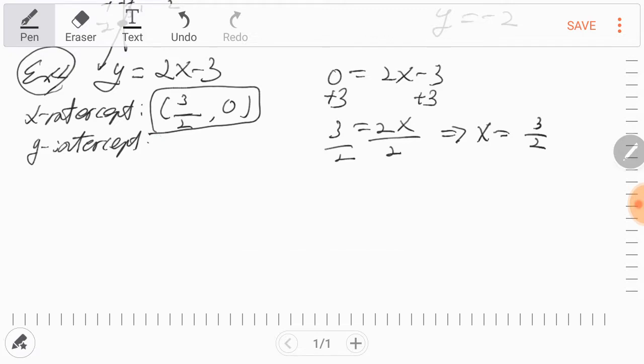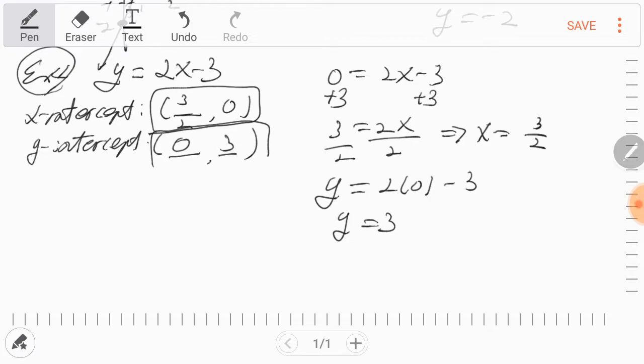And the y-intercept. How do you find the y-intercept? Set the x value to 0 and we find the y value. I'm sorry, the x value is 0. X equals 0, then y equals 3. So this is the y-intercept.